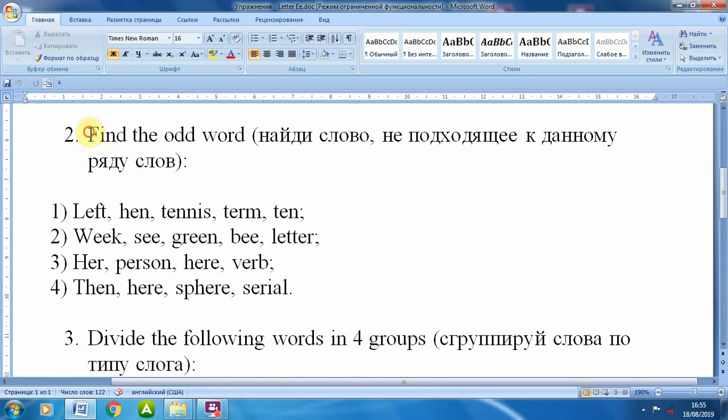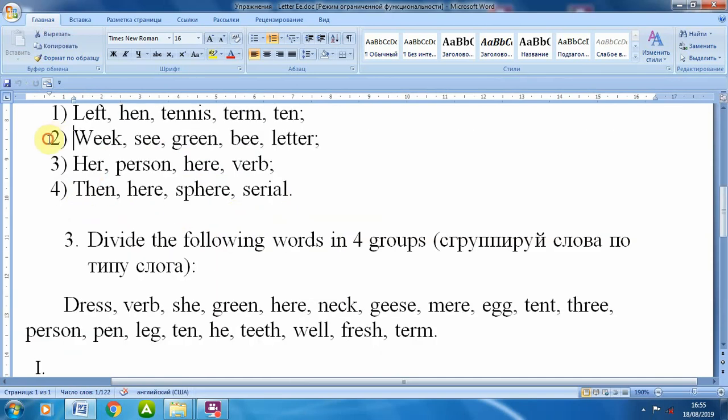So the first exercise: find the odd word. Найди слово, не подходящее к данному ряду слов. So: left, hen, tennis, term, ten. I think it's obvious. Left, E; hen, E; tennis, E; term, E; ten, E. So the odd word is term. These three lines you should do yourself, and write the answers in the comments below the video.